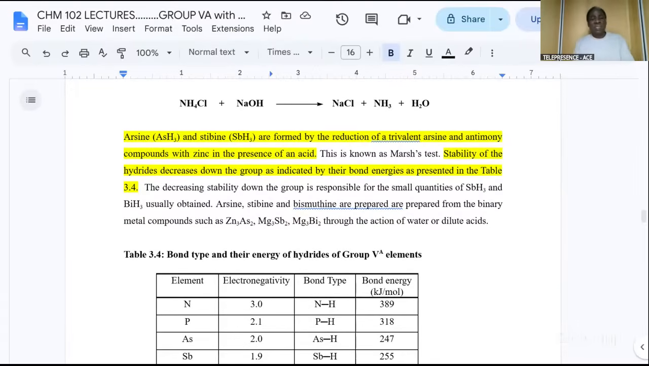Let's look at arsenic. When you are talking of arsenic, you are talking about the halide of arsenic.